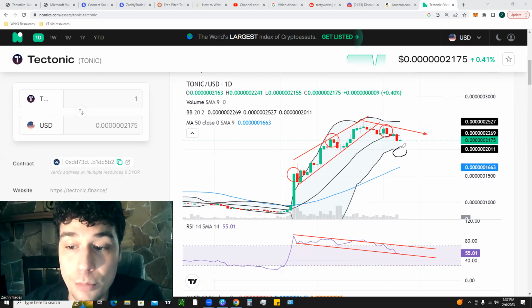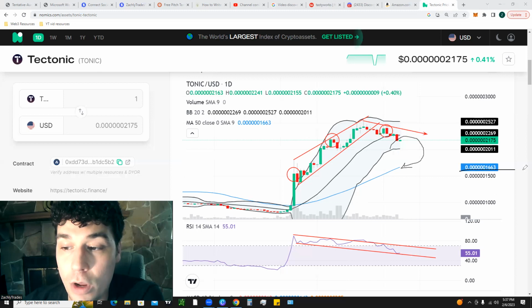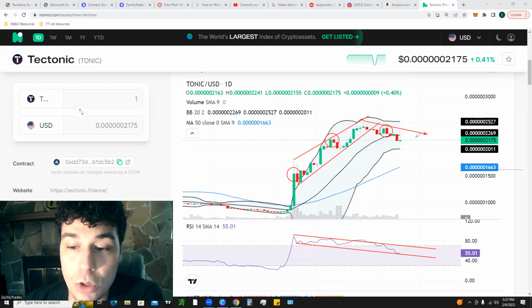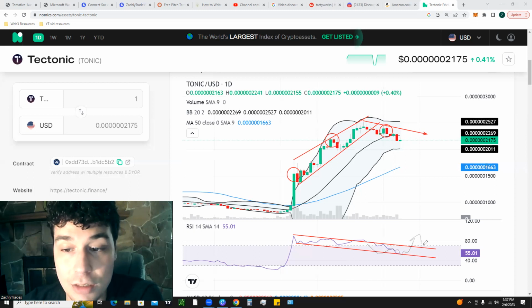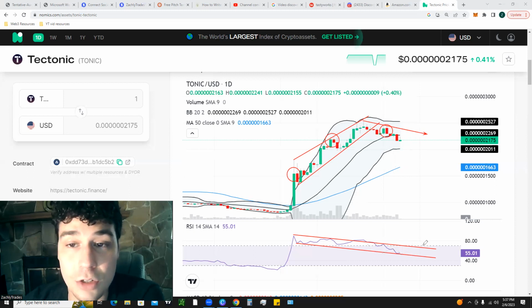line. And also, if we break this trend line here, we have our 50 moving average right here at 1663. So, those are really going to be some of the key levels right here, these 2 levels of support. And if you're bullish on this, you want to see us break out of this bearish channel that we've been in on the relative strength index and really start to reclaim some of our relative strength.